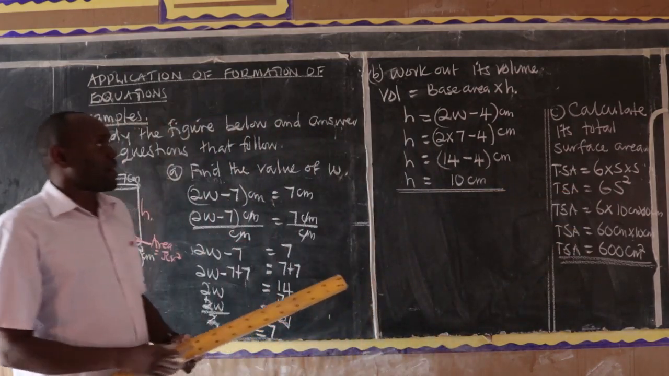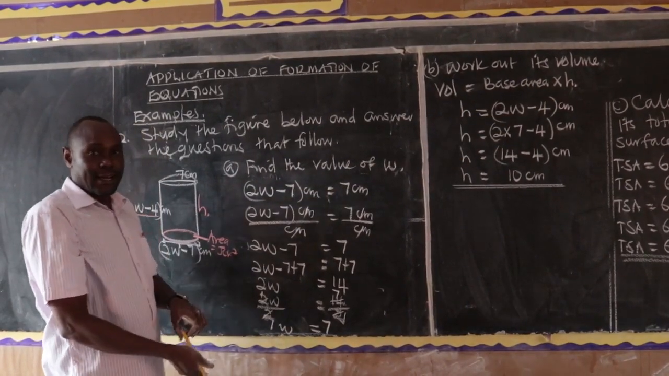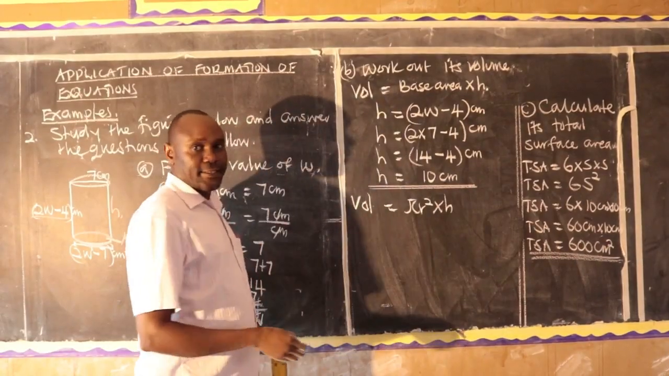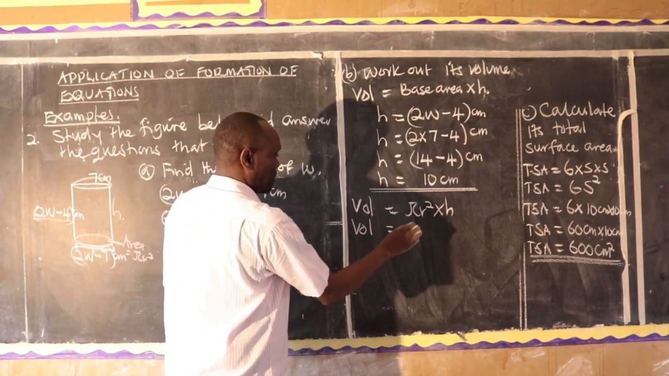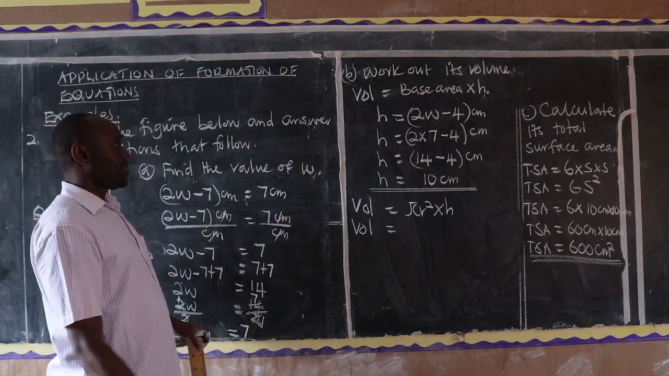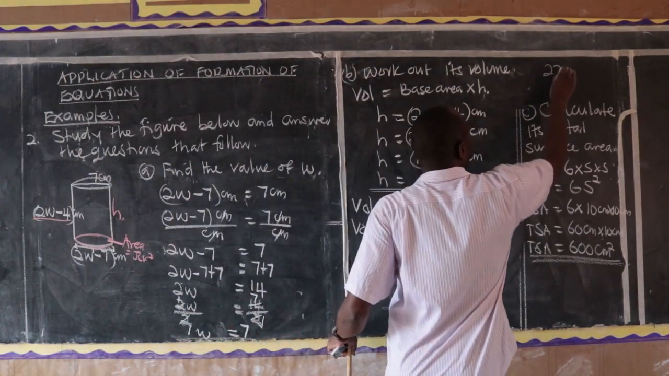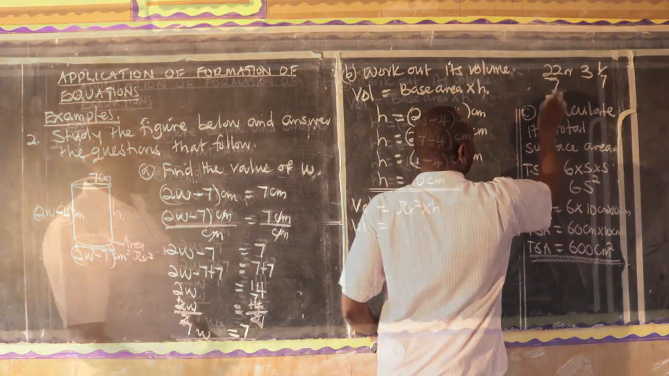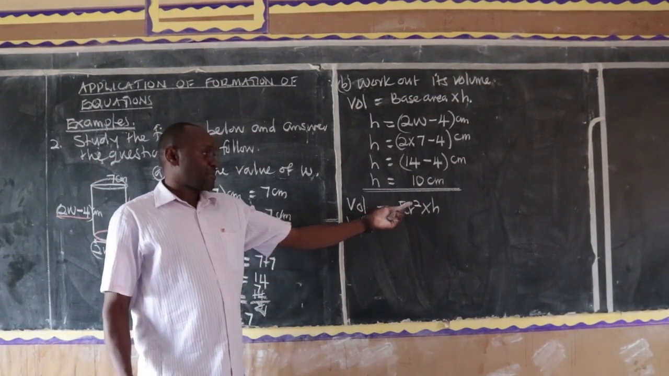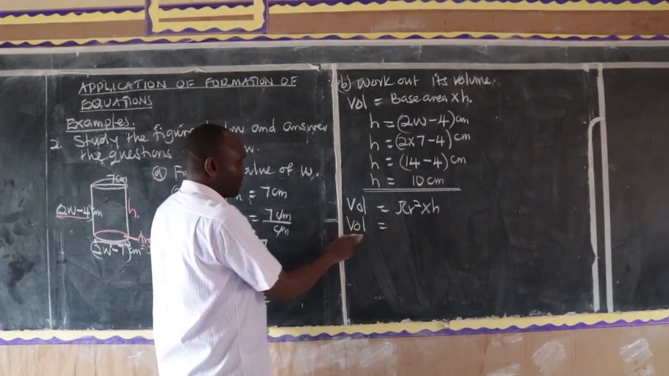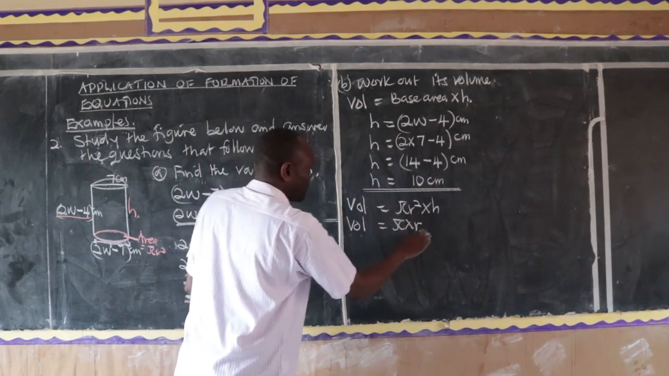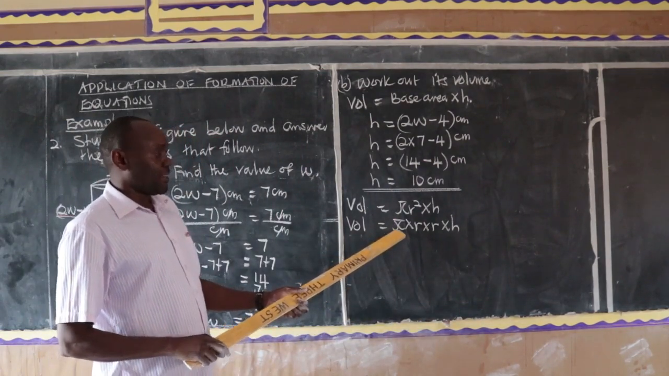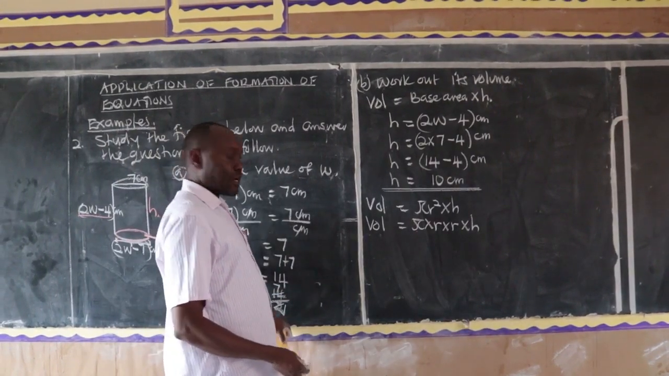Therefore, we are now going to find the volume, which says the base area multiplied by the height. So volume equals pi r squared times the height. The value of pi is always 22 over 7, or it can be 3 whole number 1 over 7, or 3.14 when we change it into a decimal. The formula for finding the volume of the cylinder is pi r squared h. Therefore, volume equals pi multiplied by r squared times h. Then we begin with substitution.